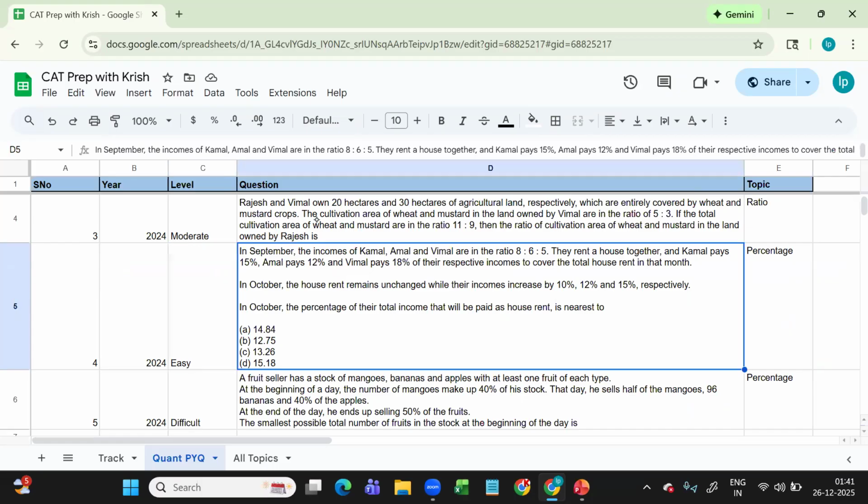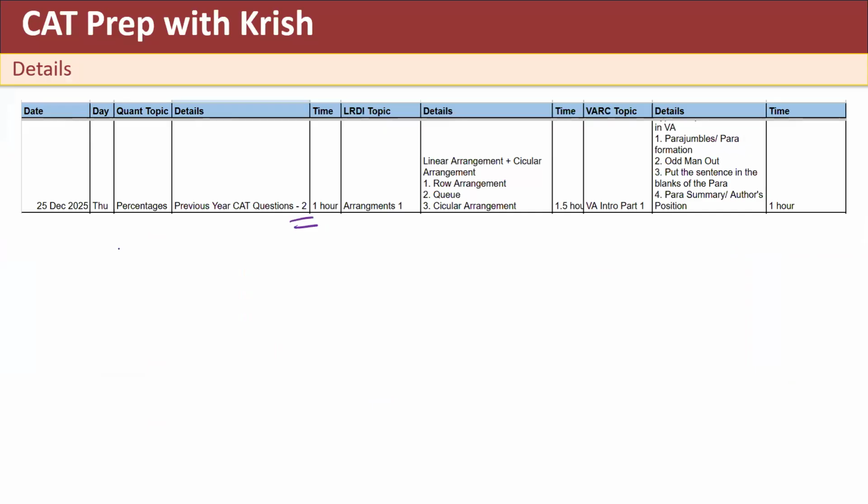Okay, so basically he has given the ratio of the incomes of three people, and he has given the percentage of those incomes being paid as rent. And then he's saying that the salary is increased in the next month. At that time, the rent will be what percent of the total income. So there are three characters, Kamal, Amal, and Vimal, and the ratio is given as 8:6:5.